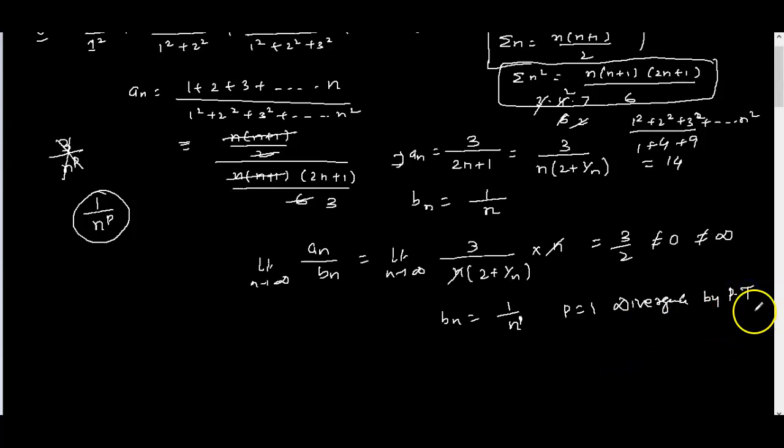b of n is divergent by the p test. So we can write a of n is also divergent by the comparison test.